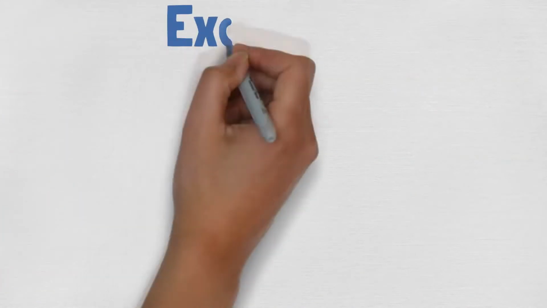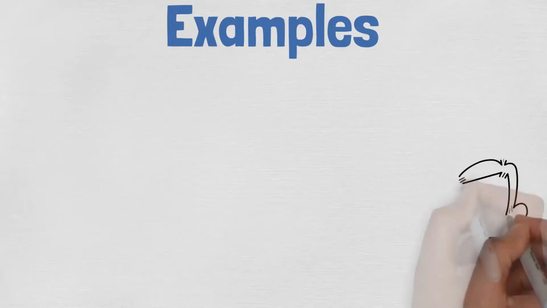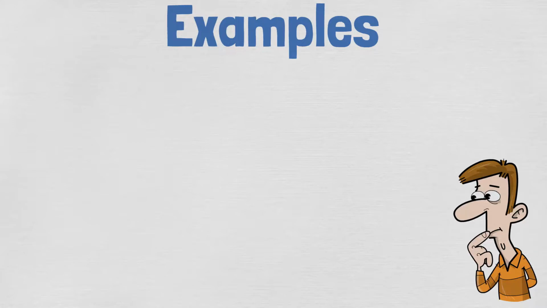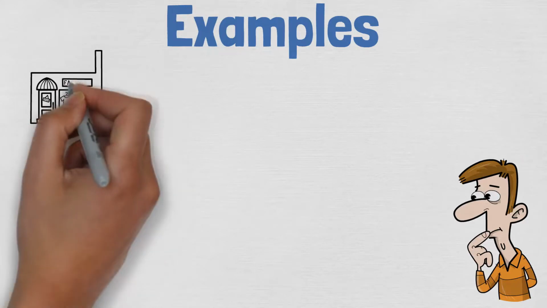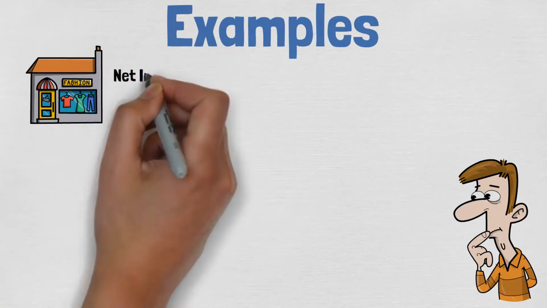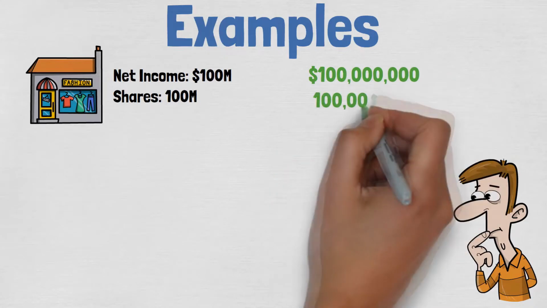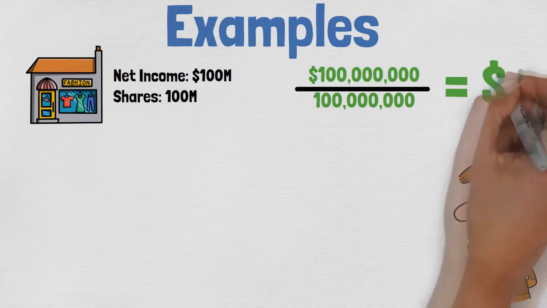Let's now take a look at some examples. You don't really have to calculate any of this by yourselves, since you can always just take a look at the company's reports or use different finance websites, but it's good to understand where the numbers come from. So here is company A. Its 2020 net income was $100 million and the number of shares is also 100 million. This means that the basic EPS is $1.